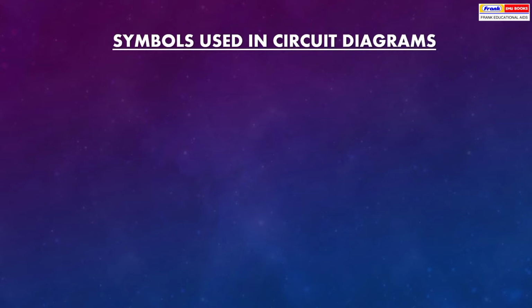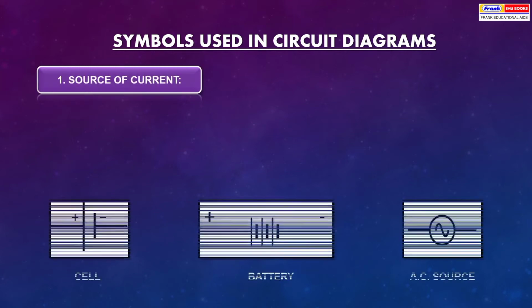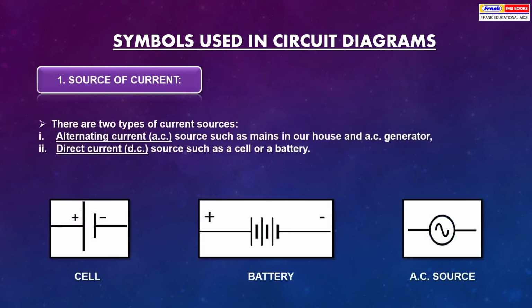Now we have symbols used in circuit diagrams. This is very important because in exams you have to draw the diagrams as well. For the source of current, we have multiple sources. First is the alternating source, and second is the direct source such as a cell or battery. For the cell, this symbol is used. For the battery, this symbol is used. For the AC source, alternating current, this symbol is used.